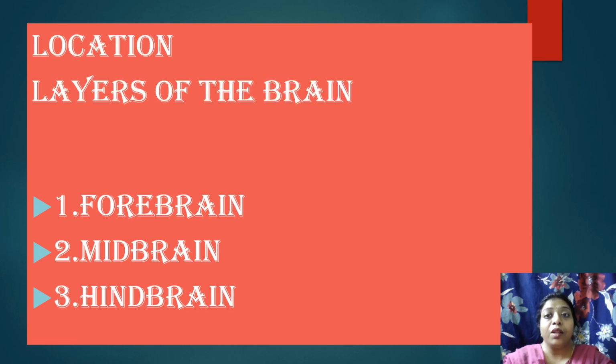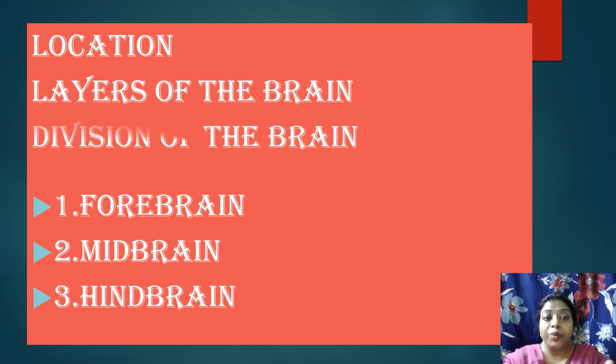Now let's see the location of the brain and the layers of the brain. It is enclosed in a skull, and this skull is nothing but the cranial cavity. What is this cranial cavity? The cranial cavity is composed of the cranial nerves and the facial bones, and these together protect our skull. Now let's see the layers of the brain.